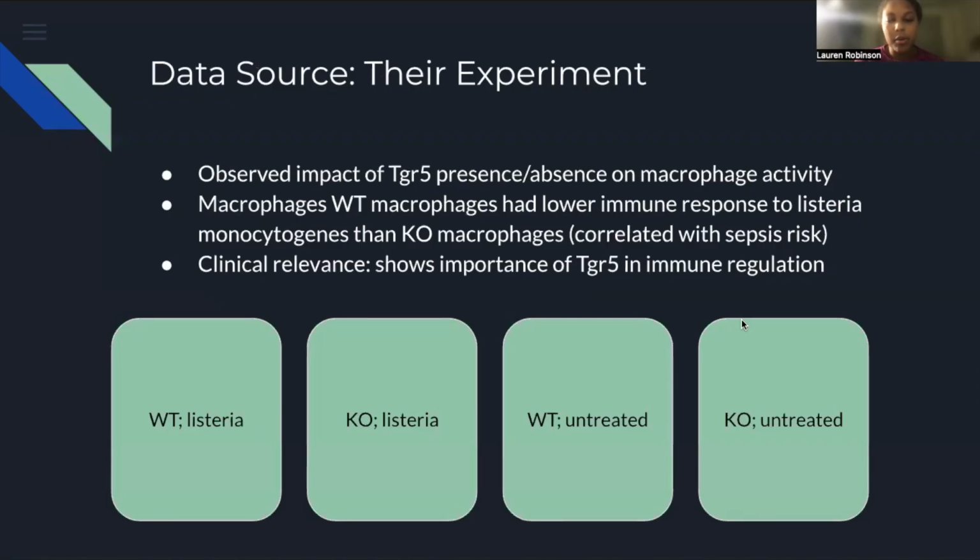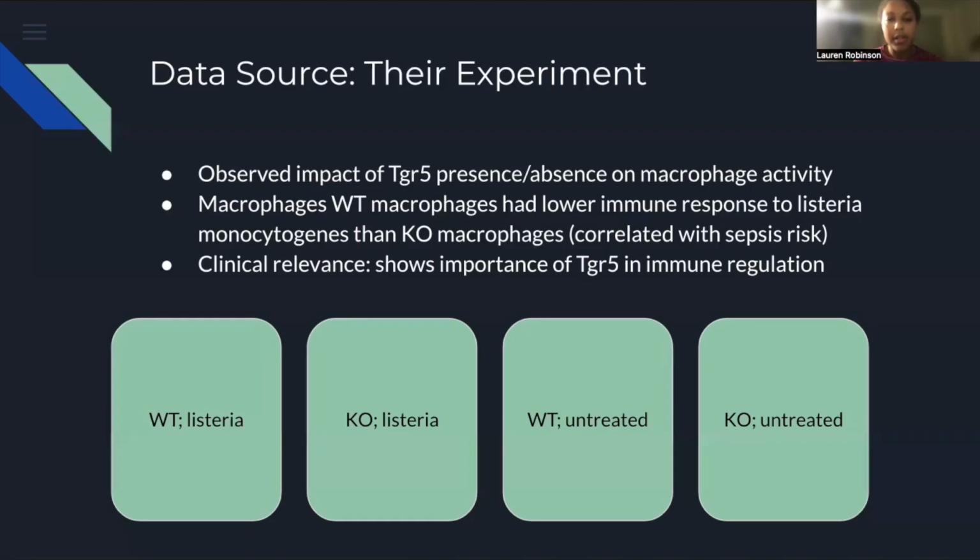Moving on to the experiment where I got my data from, they observed the impact of a receptor called TGR5 on macrophage activity. They had four different groups with two different cell types. You had wild type macrophages, which were able to express TGR5, and you had knockout macrophages, which were deficient in TGR5. For each of these cell types, they also had separate experimental groups where you had one group that was treated with listeria and one group that was untreated.